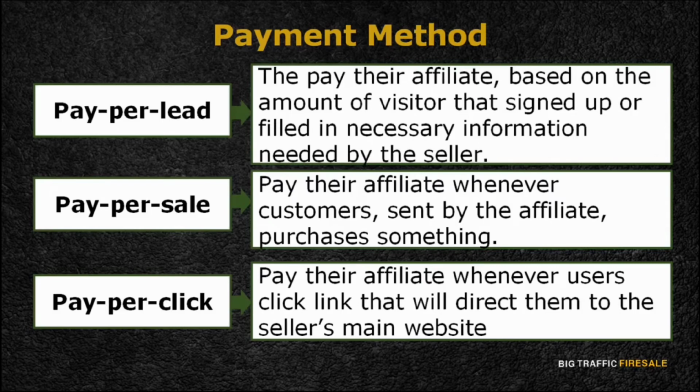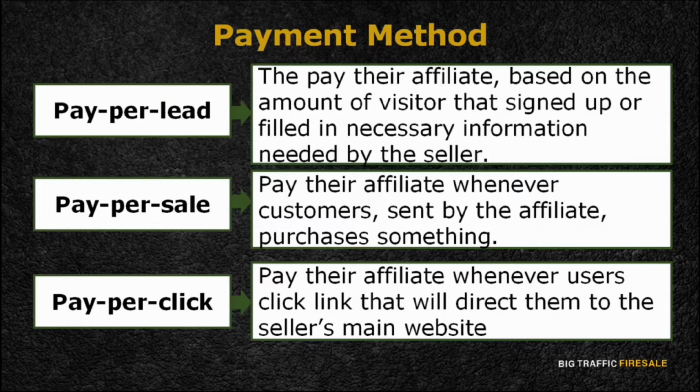On another note, some of the main payment methods are using pay per lead, pay per sale, and pay per click. Pay per lead requires the seller to pay their affiliate based on the amount of visitors that signed up or filled in necessary information needed by the seller. Pay per sale requires the seller to pay their affiliate whenever customers sent by the affiliate purchase something. Last is pay per click.